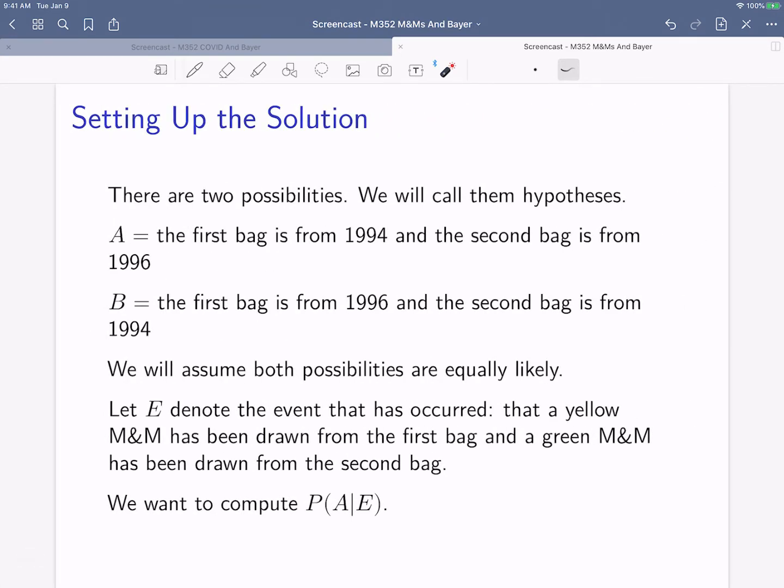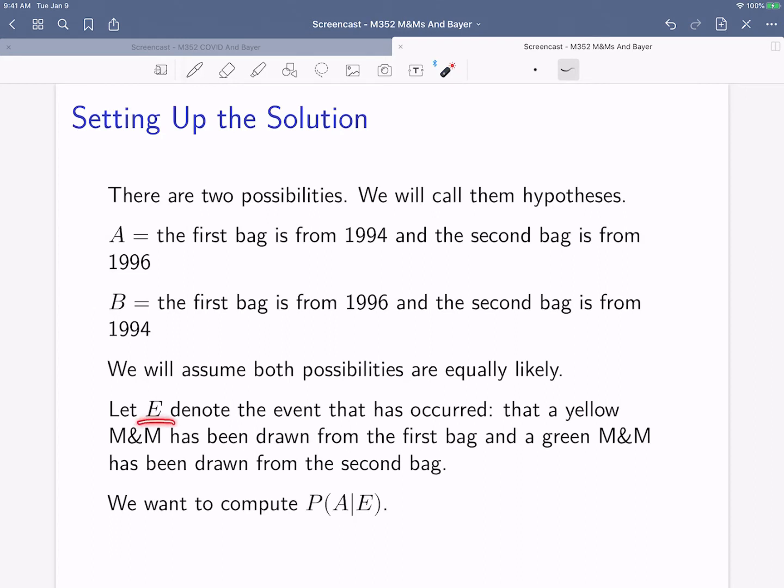There are two possibilities. We'll call them hypotheses. Hypothesis A, the first bag is the old bag, the second bag is the new bag. Hypothesis B, the first bag is the new bag, and the second bag is the old bag. We will assume both possibilities are equally likely. So there's a 50% chance for either hypothesis.